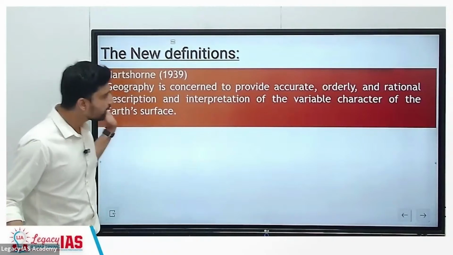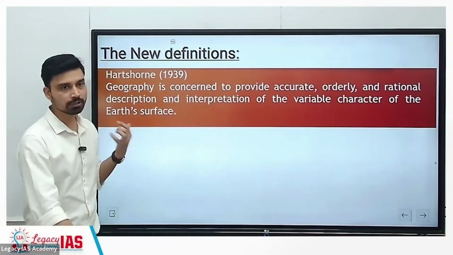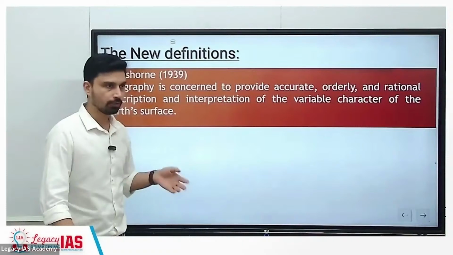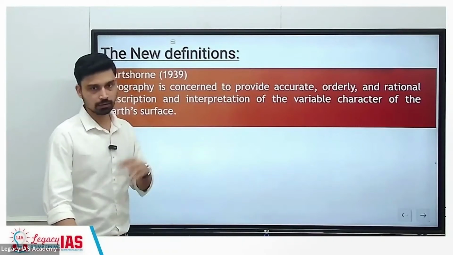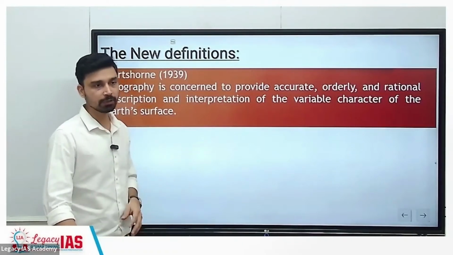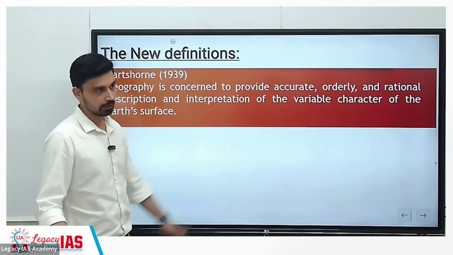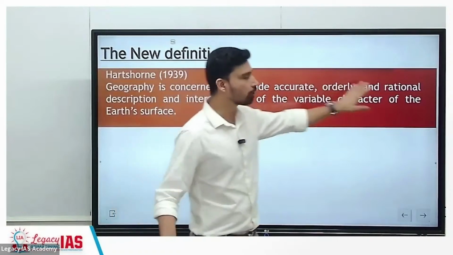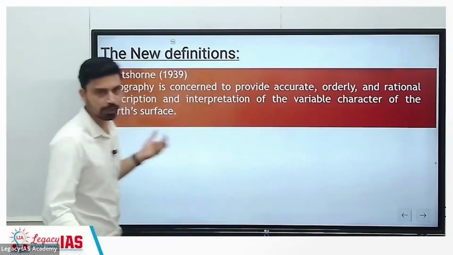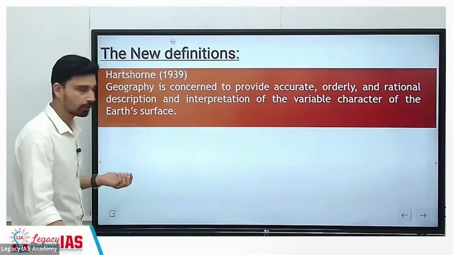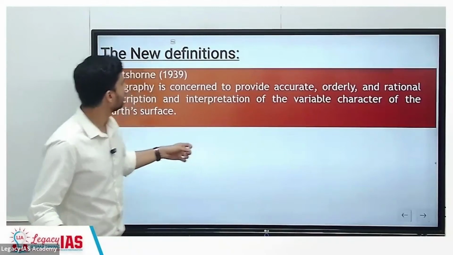Even if you do not remember the exact definition, what you have to focus upon is something true for whatever you study in the UPSC preparation. You're not expected to remember the exact word-by-word definition, but the keywords are very important. So if you just remember these three things, accurate, orderly, and rational, you can write the definition of geography by yourself also. But keywords are what you have to focus upon.